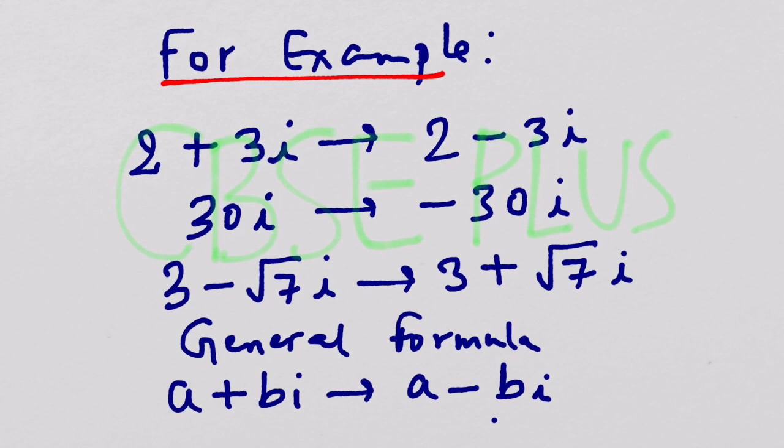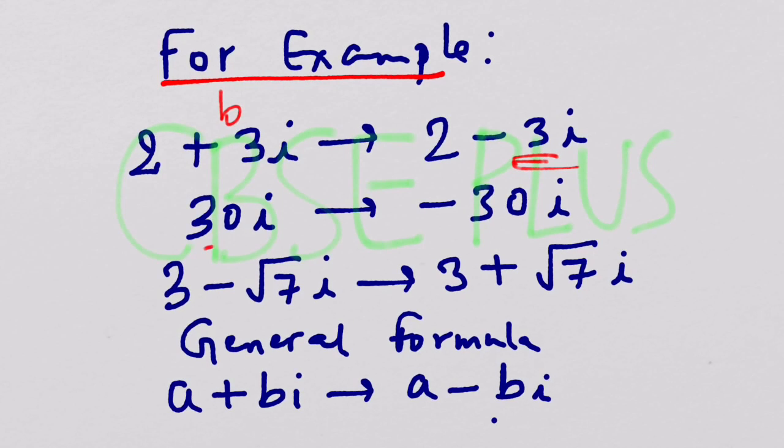So for example, 2 plus 3 iota, the conjugate of which will be 2 minus 3 iota. What we did: at the place of b we have 3, so we just change the sign. We put a negative sign before 3, or before the imaginary part, and we get the conjugate.